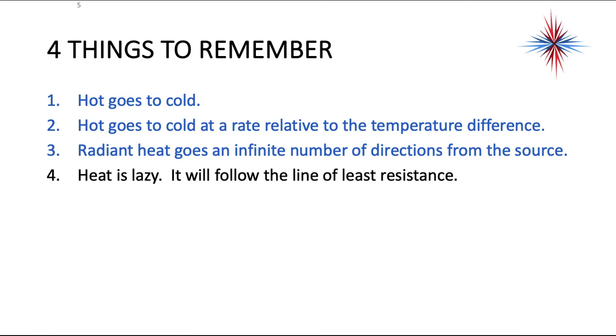So those are four important things. Hot goes to cold. Hot goes to cold at a rate relative to the temperature difference. Radiant heat goes in an infinite number of directions from the source. Heat is lazy. It's going to follow the line of least resistance. If the least resistance is bouncing back into the space or bouncing back out of the space, that's where it's going to go. That's why we consider insulation as resistance to heat transfer.